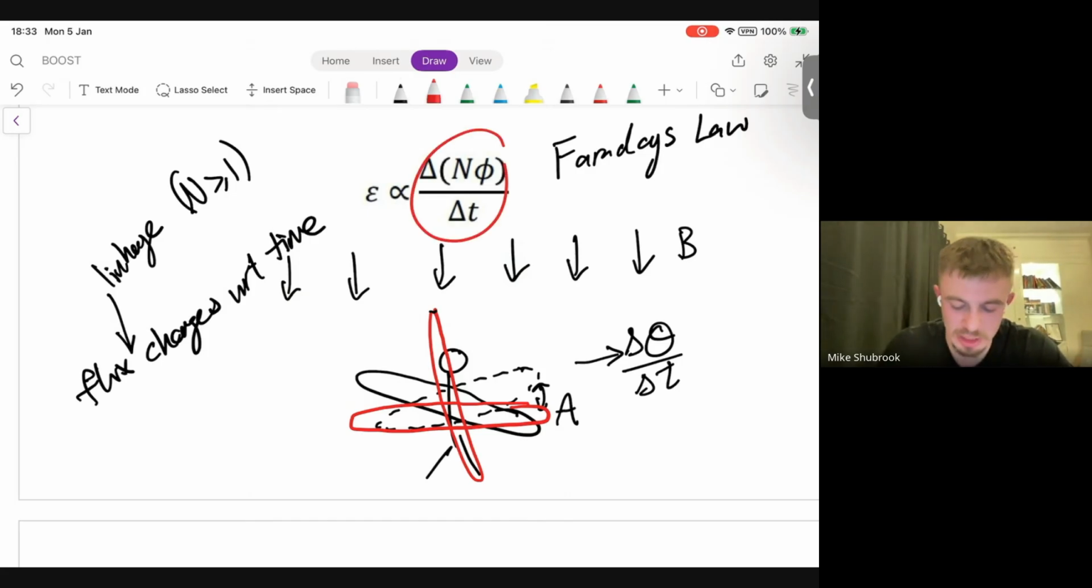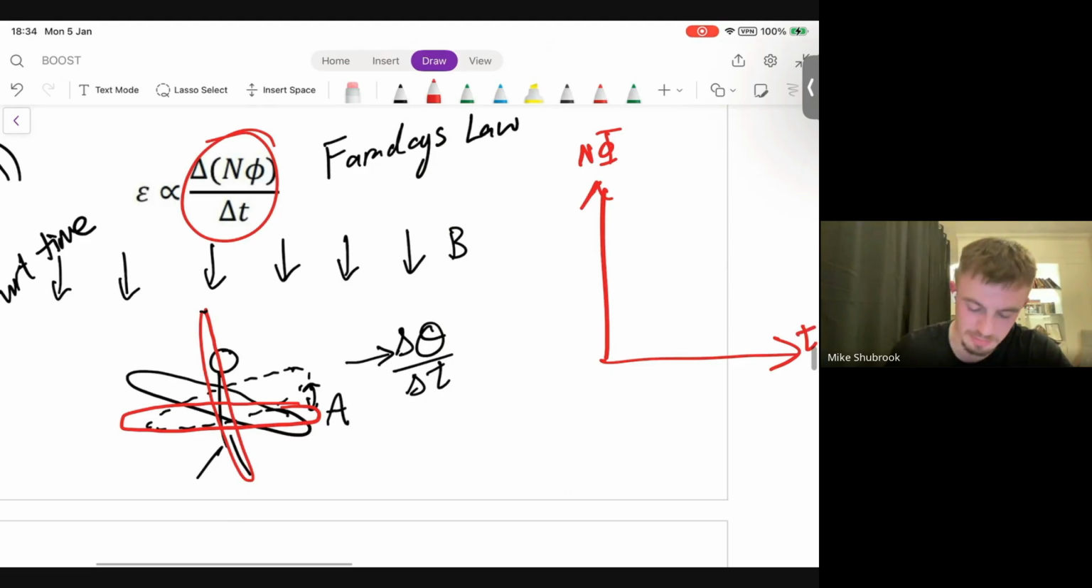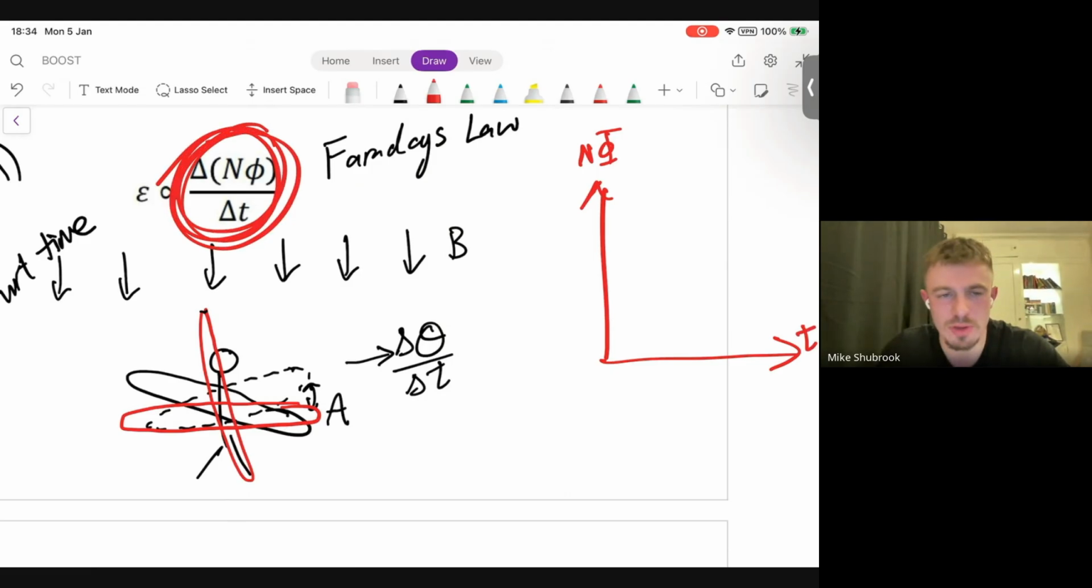So if you think about what this term is, if I was to plot a graph of the flux linkage with respect to time, can anyone tell me what this quantity here would represent on this graph? A change in N times the flux, a change in the flux linkage over a change in time. What is that on a graph?